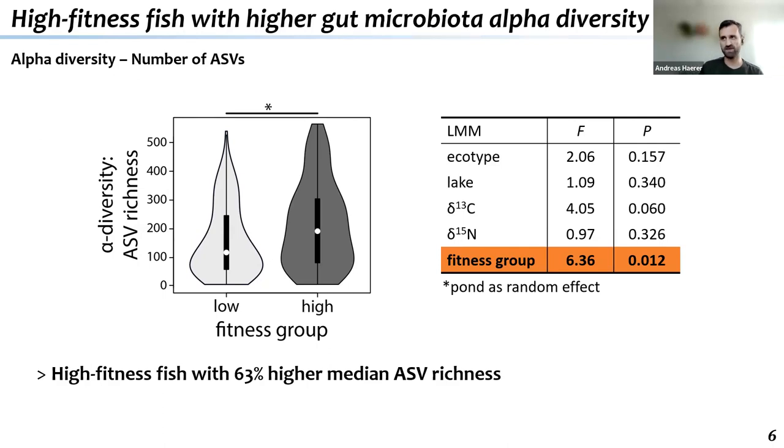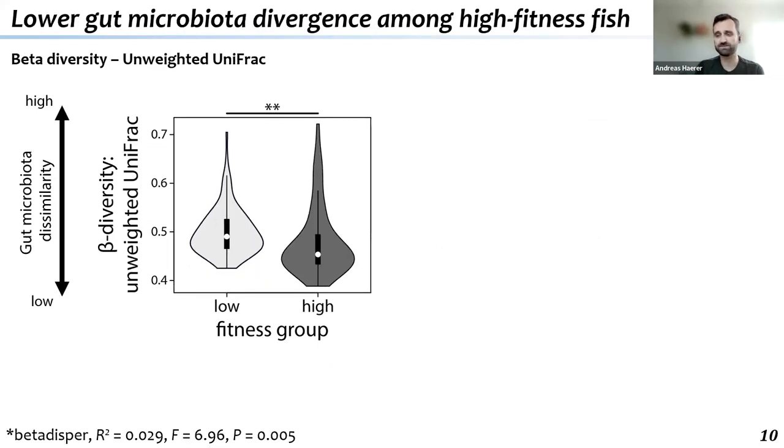Going to the beta diversity results, what you'll see now on the y-axis is a measure of gut microbiota dissimilarity, or beta diversity, and the lower the value, the more similar the fish are to each other.